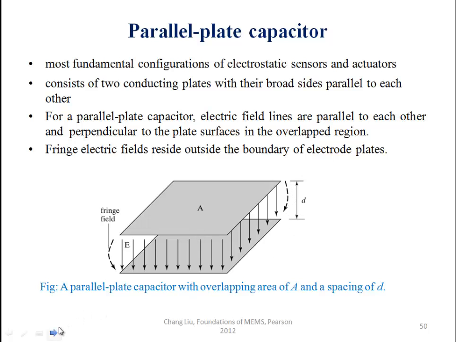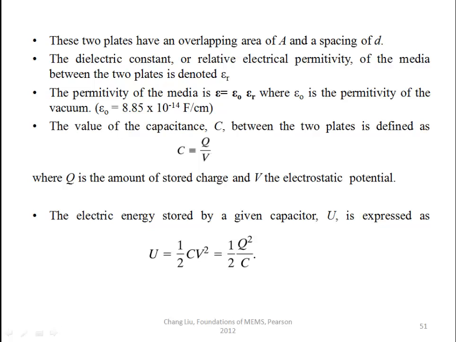In the figure, the overlapping area is represented by A, and the distance between the two plates is represented as D. As it is a capacitor, of course, there will be a dielectric medium between those two parallel plates, and the dielectric constant is represented as epsilon. We all know the capacitance depends upon the charge as well as the voltage, that is, C is equal to Q by V, where Q is the charge and V is the potential.